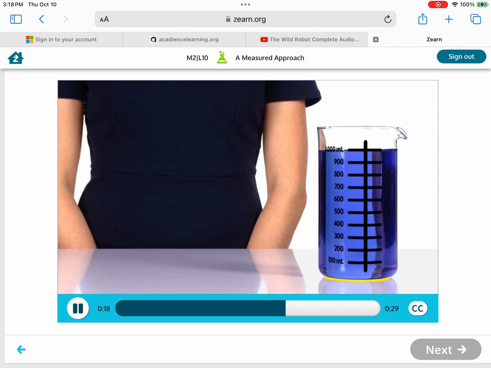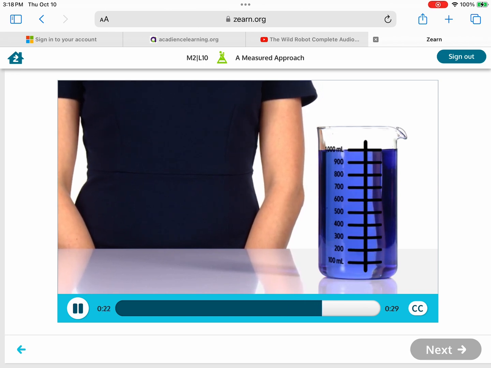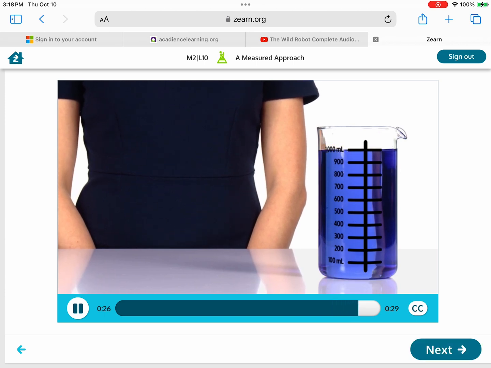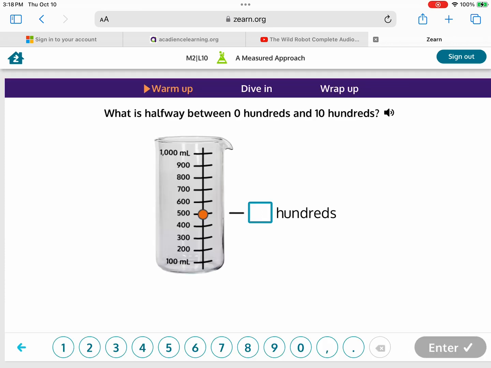We started with 0 hundreds and filled it with 10 hundreds. What number is halfway between 0 hundreds and 10 hundreds? Label the halfway point now. What is halfway between 0 hundreds and 10 hundreds?